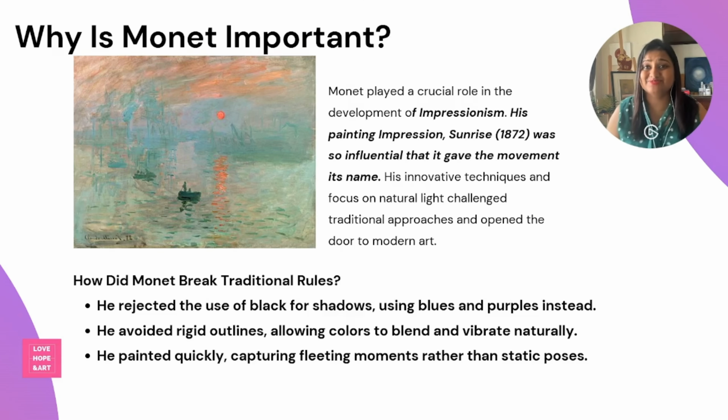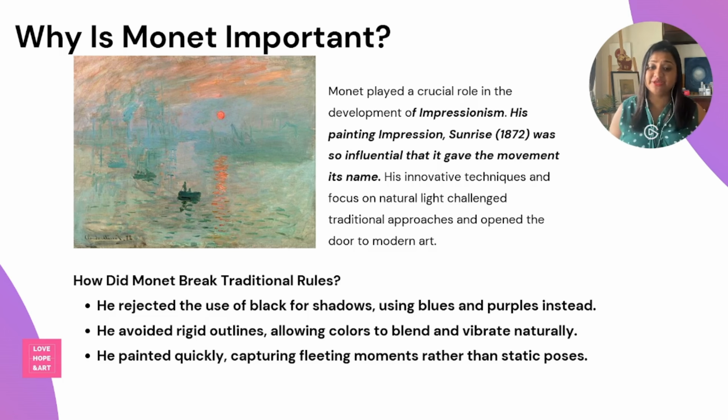Now, why is Monet important? Why are we learning about him? So Monet played a very crucial role in the development of Impressionism. His painting, Impression, Sunrise, was so influential that it gave the movement its name. So his innovative techniques and focus on natural light challenged traditional approaches and opened the door to modern art.